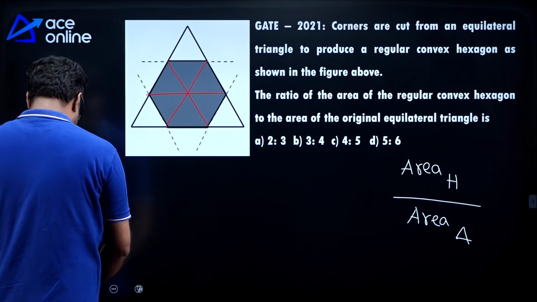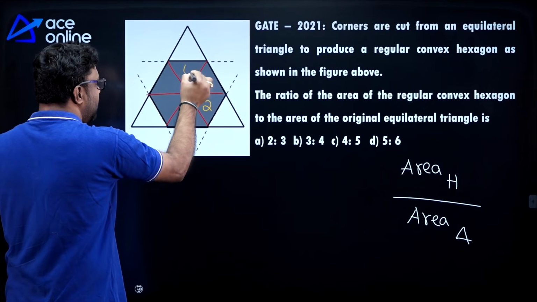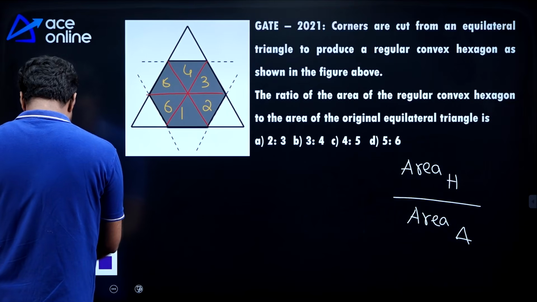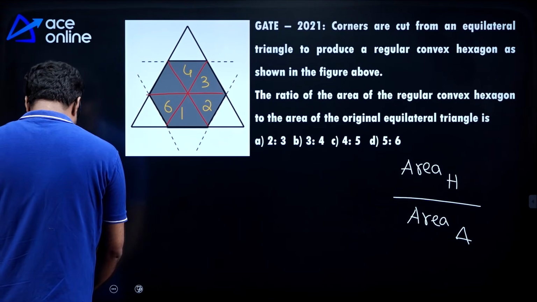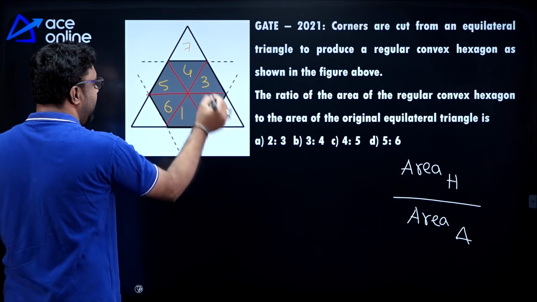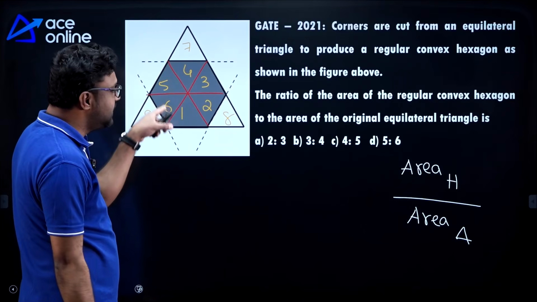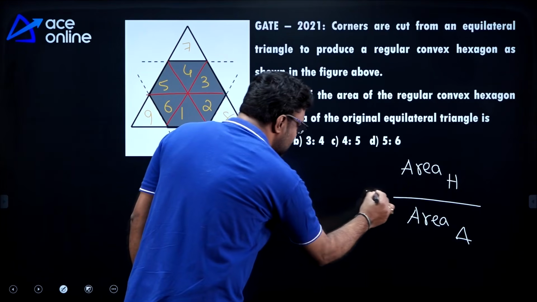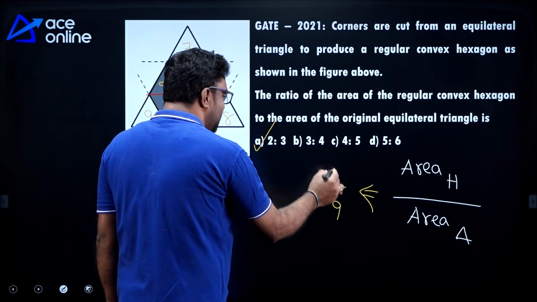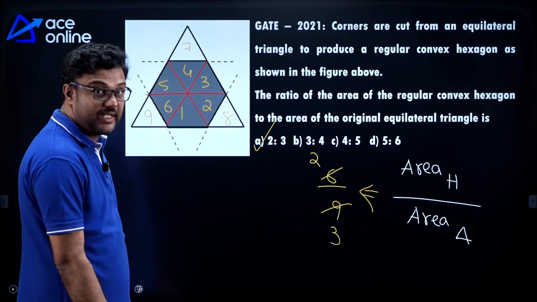You can observe here we have 6 parts. So 1, 2, 3, 4, 5, 6. 6 parts, 6 equilateral triangles. A regular hexagon has 6 equilateral triangles internally, and this is 7, 8 and 9. So the big triangle has 9 triangles. This hexagon is taking 6 triangles. This is nothing but 6 out of 9, which is 2 by 3. Option A is correct.